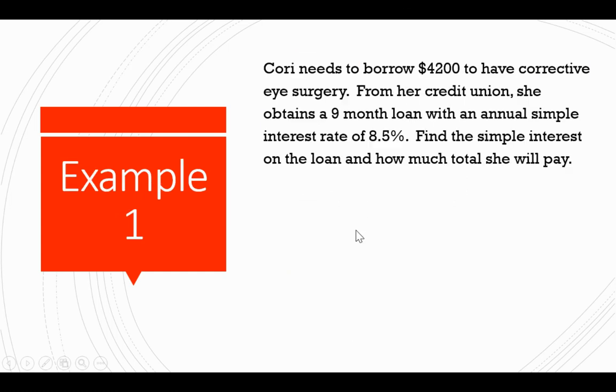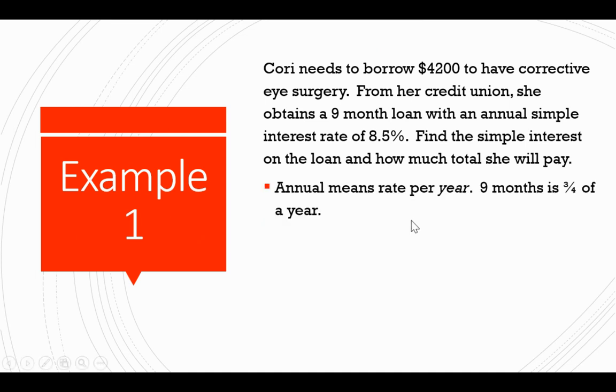Here's a couple examples to get you going. Corey needs to borrow $4,200 to have a corrective eye surgery done. From her credit union, she obtains a 9-month loan with an annual simple interest rate of 8.5%. Find the simple interest on the loan and how much total she will pay. Annual means rate per year, so the 9 months we have to flip into years. That is actually 3/4 of a year. We have to make sure we're using the correct units.